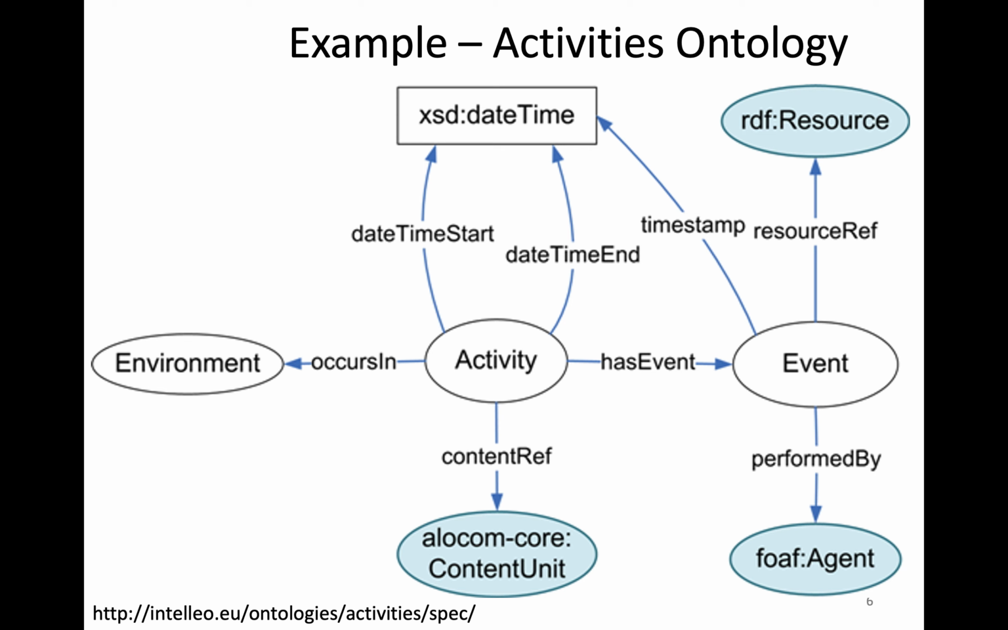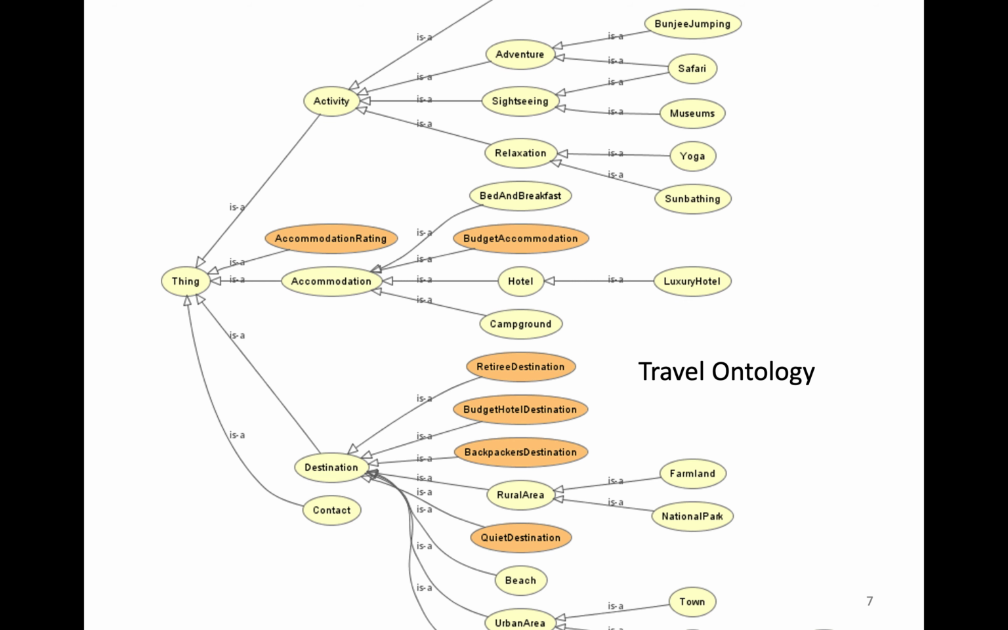So it has a timestamp property, and an activity will also have start time and end time properties. One of the simplest user ontologies is the travel ontology, which is an example ontology that's given.